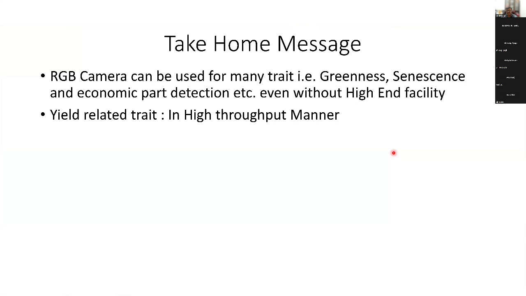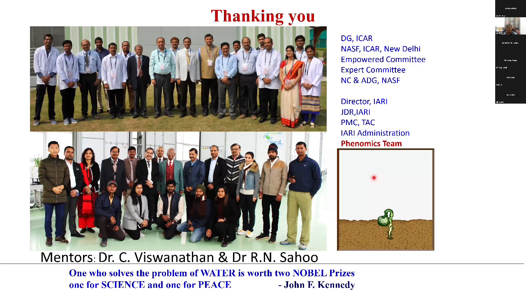So the take home message from this is that the RGB camera, the one you have in your phone, can be used to get greenness, rate of senescence, and economic part detection. Especially you can look for yield, and yield traits also can be obtained in a high throughput manner. I would like to thank all the team who worked behind the scenes, and especially my mentors who really helped me bring these things to you.